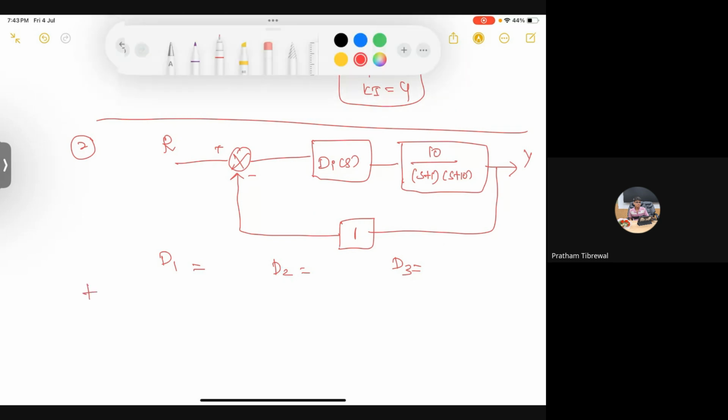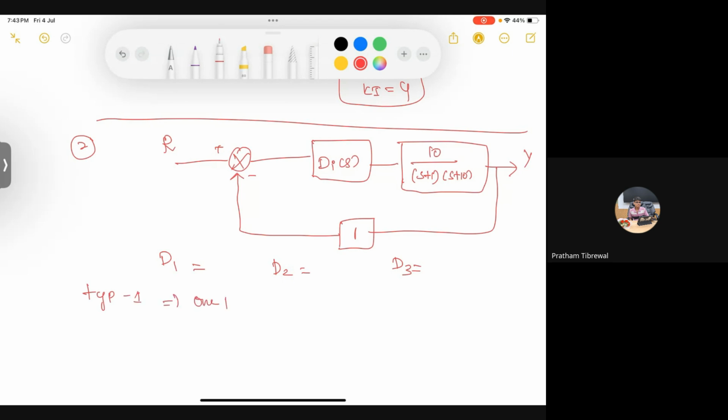So this is another information. The system should be type 1 because only one pole should be at the origin. Okay, next information is non-zero steady state error of less than 1. So your steady state error should be lesser than 0.1. It should not exceed 0.1 for a unit ramp input. These are all the information that can be extracted from the question.